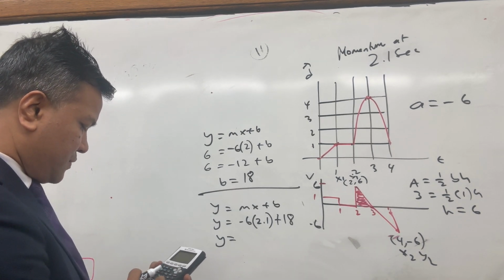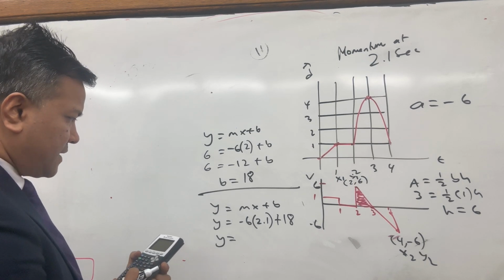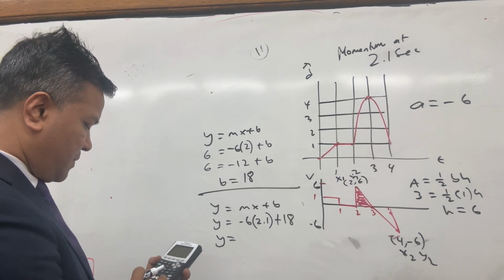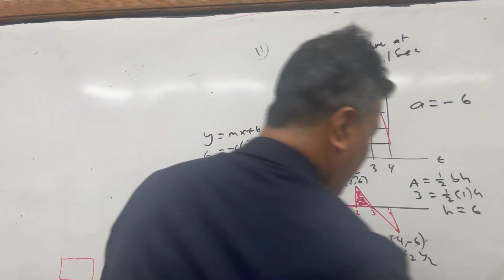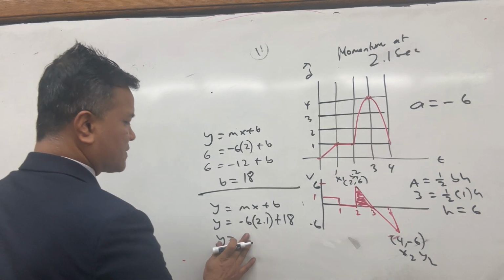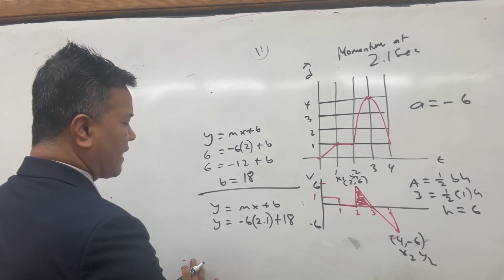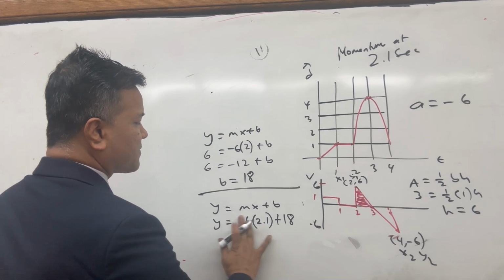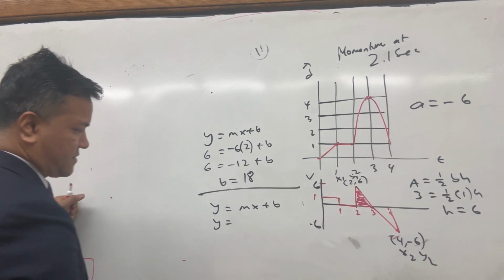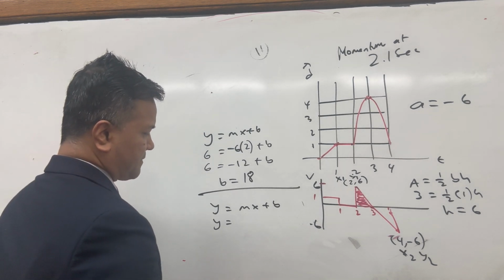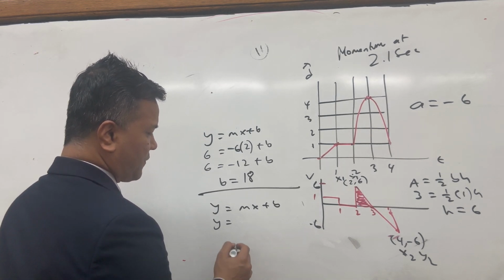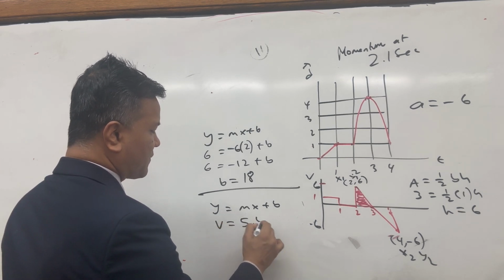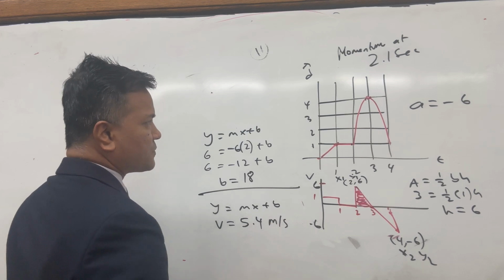6 times 2.1, and that is 12.6. 18 minus 12.6, and that will be 5.4. So your velocity is... well, let's find the velocity function, I guess. Yeah, your velocity there is 5.4, right? Your velocity there is 5.4. Velocity is 5.4 meter per second at 2.1.